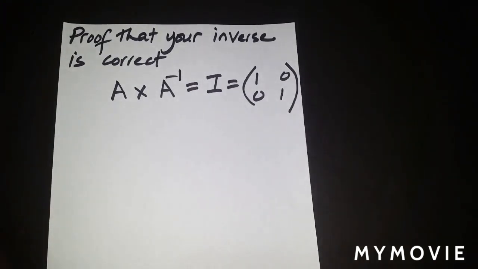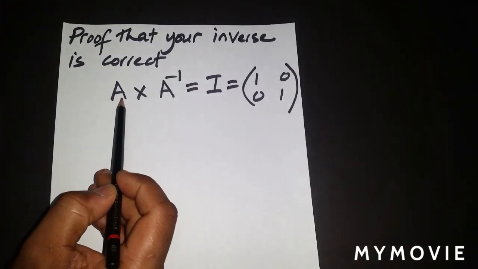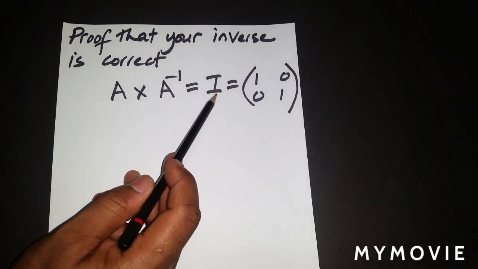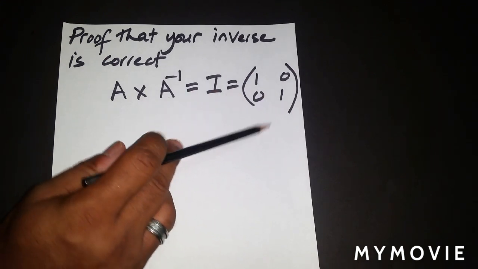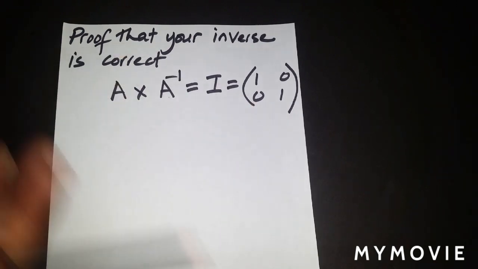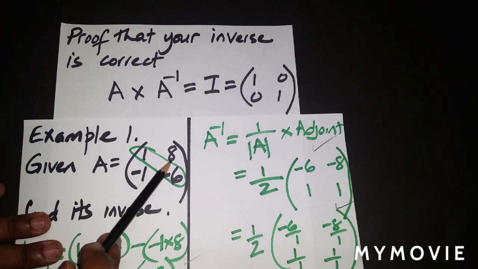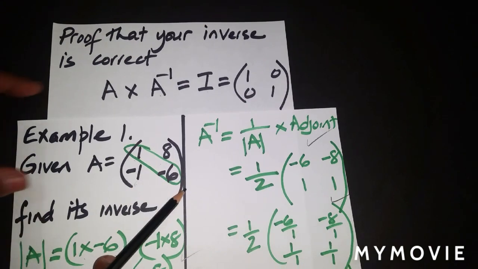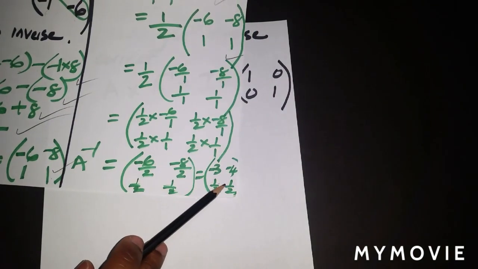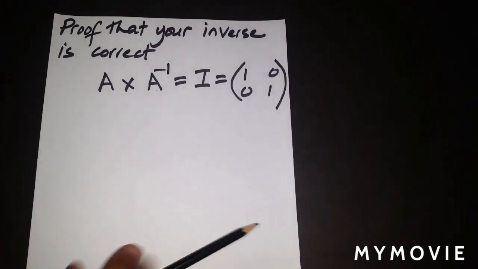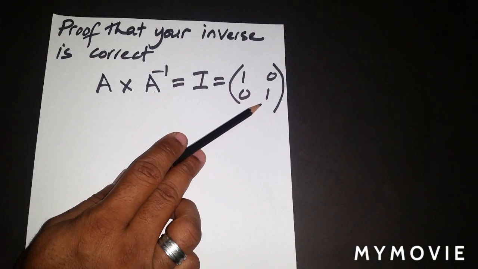All right? So by simply multiplying the original matrix by its inverse, you should always get the identity matrix, which is that. So what do I mean? I'm going to take the original matrix, which is 1, 8, negative 1, negative 6, and multiply it by the inverse that we got. And if this is correct, then you should always get this matrix as the answer.